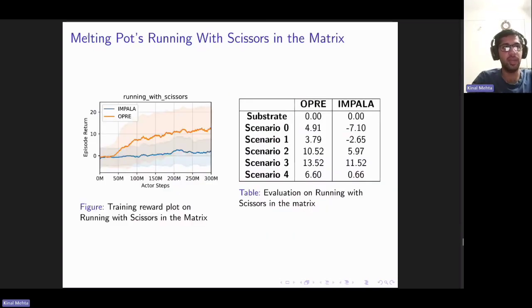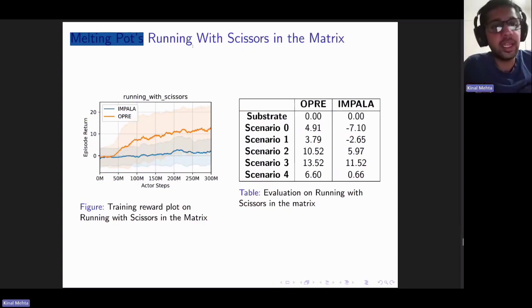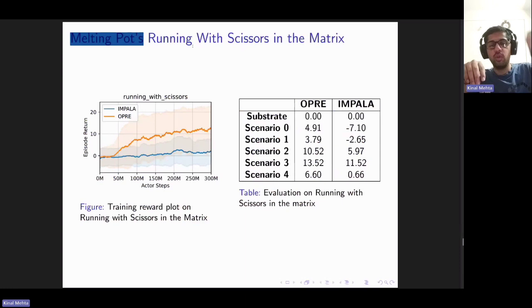This is the Melting Pot environment called Running with Scissors in the Matrix. This is basically an environment where there are 2 agents, and there are resources like rock, paper, and scissors. These agents need to go and collect the resources, based on the game they would like to play. Say one agent wants to play a rock game and the other agent wants to play a paper game. So they collect their respective resources and then they come and play with each other. Paper always beats rock, so the paper agent gets the positive reward, whereas the rock agent gets a negative reward.